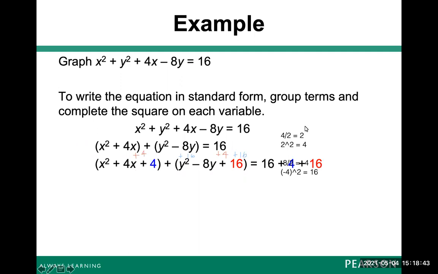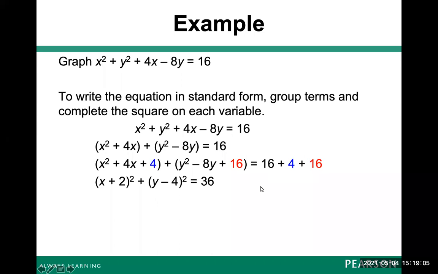Let me get rid of this stuff over here. Actually, I'm getting rid of everything. Okay, so now we have a couple of perfect square trinomials. This is the square of x plus 2. This is the square of y minus 4. And of course, 16 plus 4 plus 16 is 36.